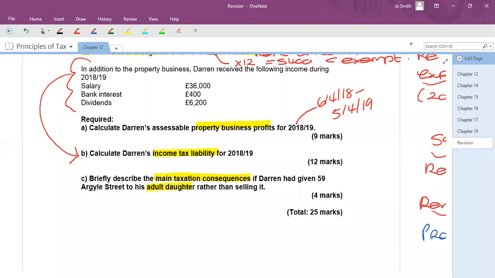Now, part B of the question is asking you to carry on with what you've just done and calculate Darren's income tax liability. So what we need to do is put this income that we've got up here into his income tax computation, not forgetting that we've also got his property income that we've worked out. So his salary is his non-savings income. He's got savings income from interest and dividends, which falls into dividend income. And then don't forget his property income will also be treated as non-savings.